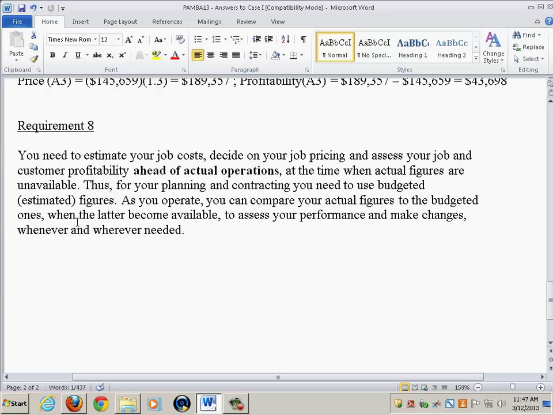Obviously, when you get into operations, you'll start getting actual figures, and then you compare the actuals to the estimates, and you calculate the deviations, which are known in accounting as variances, and you evaluate the variances.